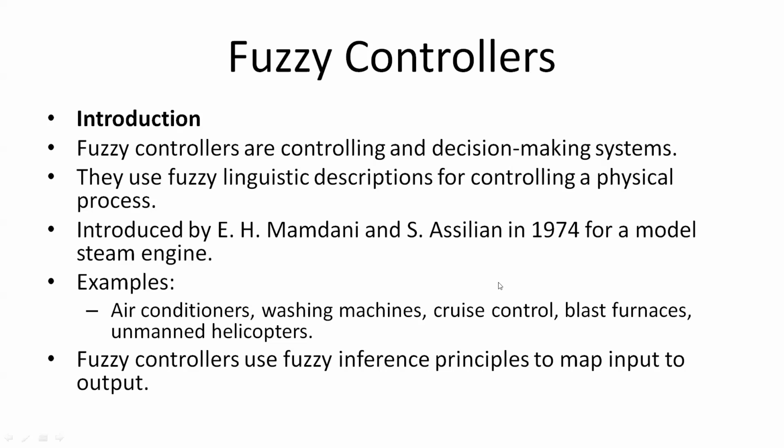controls, blast furnaces, etc. So fuzzy controllers basically use the fuzzy inference principle to map a particular input that is given, without any training or learning mechanisms like we have in neural networks. Given a particular input, how do we get a particular output?